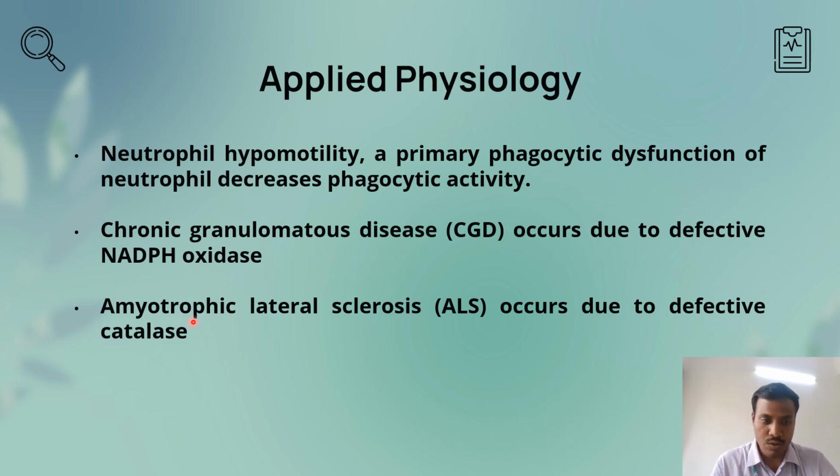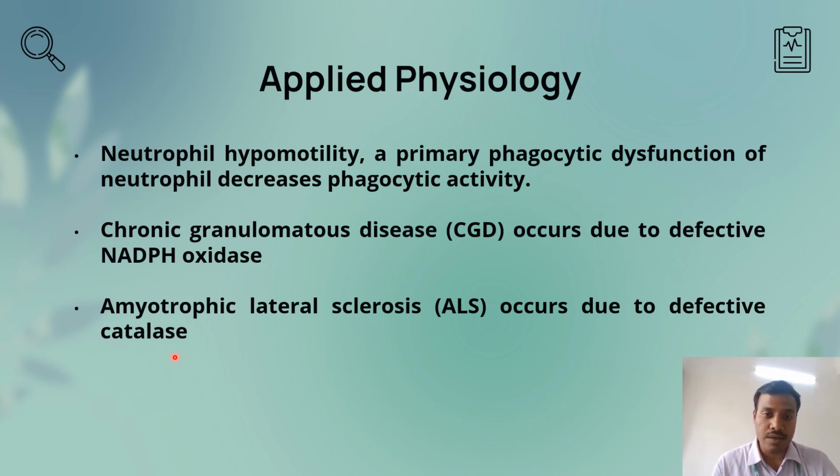Another one is amyotrophic lateral sclerosis, which occurs due to the defective catalase enzyme. Catalase is also one of the enzymes present in the phagocyte. The main function of catalase is that it converts free radicals into water and oxygen. So basically, catalase is an antioxidant which converts excessive hydrogen peroxide into water and oxygen.